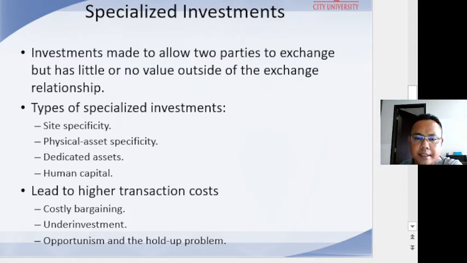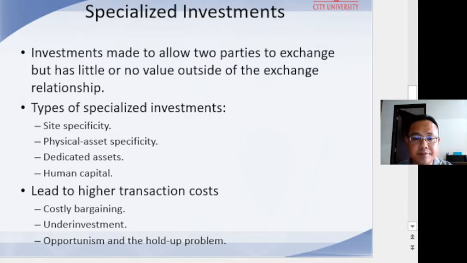And then dedicated assets. Dedicated assets are generally investments made by a firm that allow it to exchange with a particular buyer. For example, suppose a computer manufacturer opens a new assembly line to enable it to produce enough computers for a large government purchaser. Opening the new assembly line is profitable only if the government actually purchases the firm's computers, and the investment represents a dedicated asset.